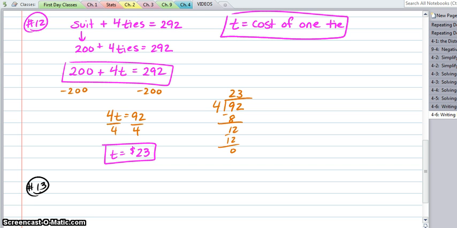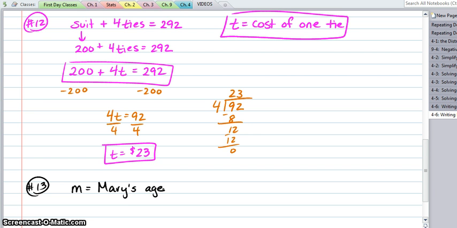Mary's sister is 7 years older than Mary. Their combined ages add up to 35. How old is Mary? Well, we don't know how old Mary is, so let's set a variable equal to Mary's age. Let's use m. So m equals Mary's age.